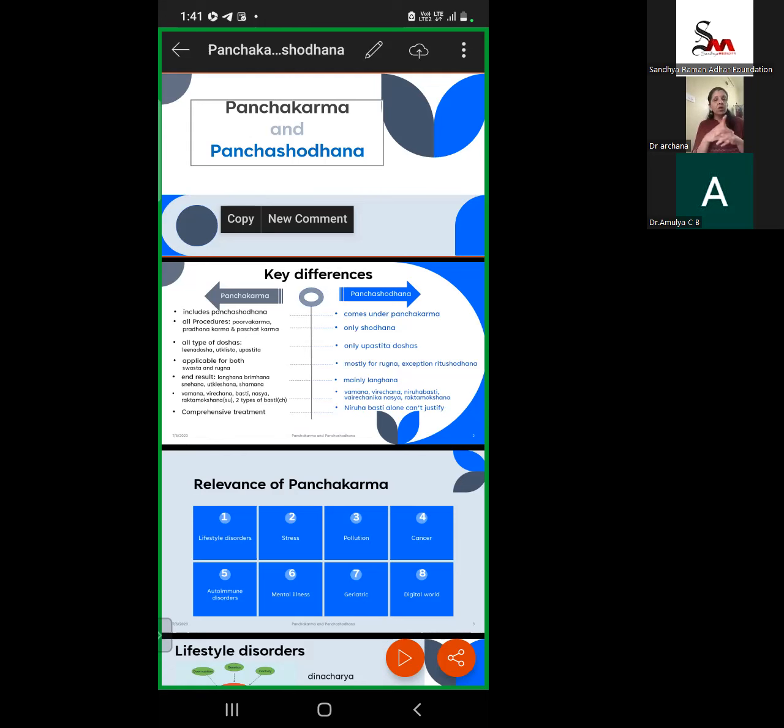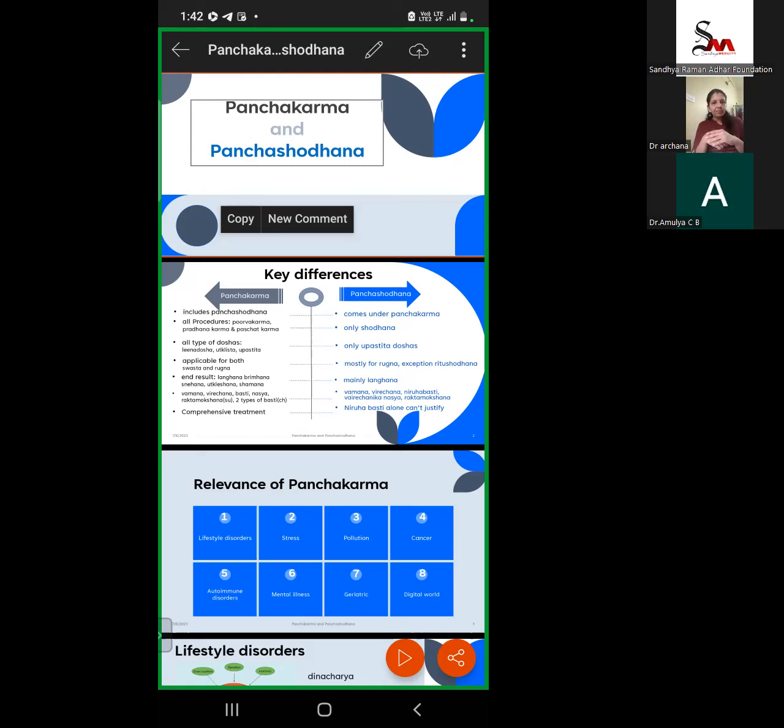For example, Brahmana Nasya: you need not wait for Rutu to come, you can do it. But Shodhana procedures are usually done in patients where the doshas are in Upasthita form, and the Rutu according to that is Vamana in Vasanta and Virechana in Sharad. This is the restriction for Panchashodhana.